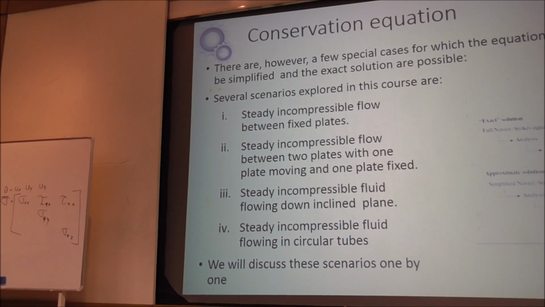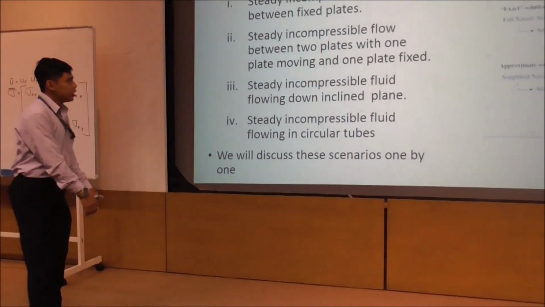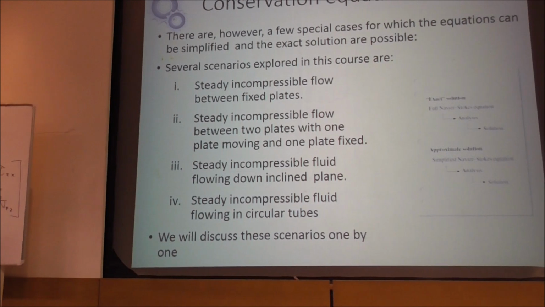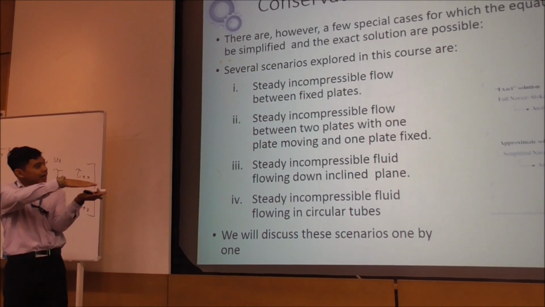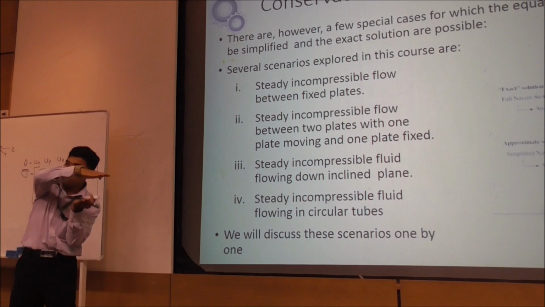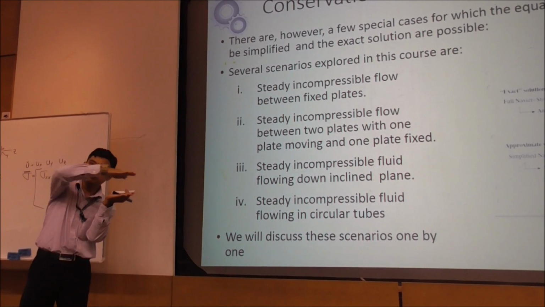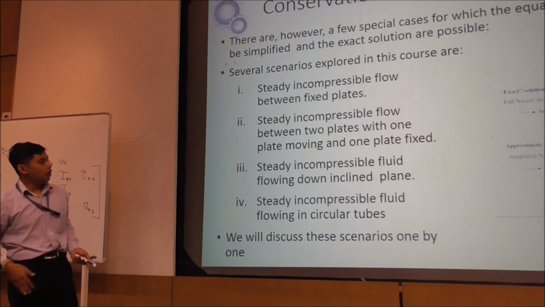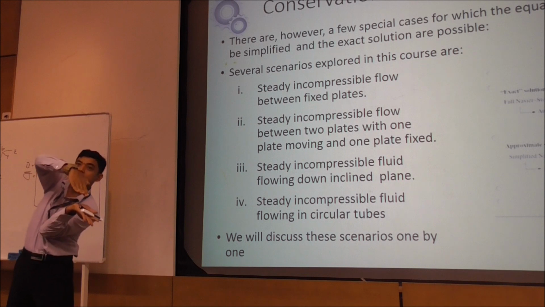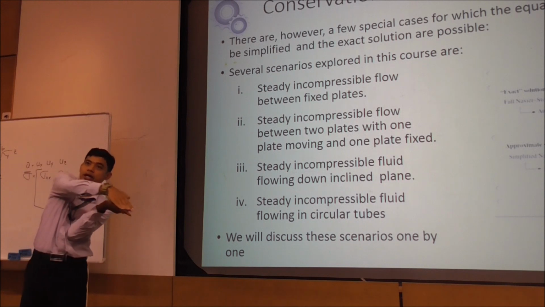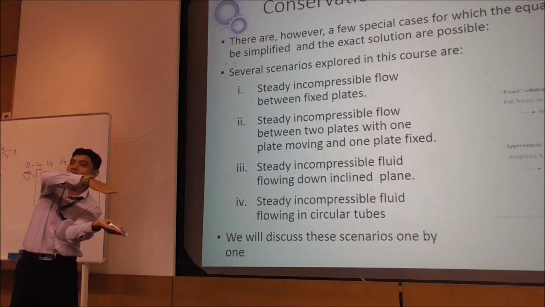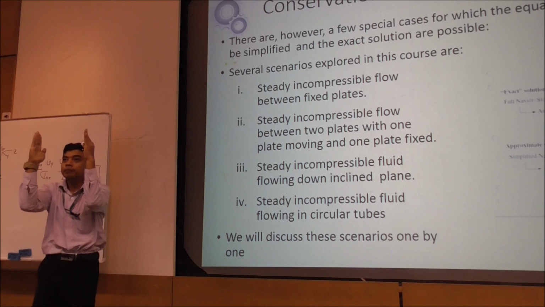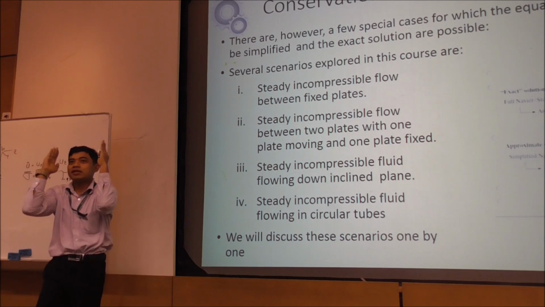We will go for the first one, flow scenario number 1, which is steady and incompressible flow between fixed plates. This is the easiest one. Second, when one of the plates is moving. It can be the top plate moving or the bottom plate moving, but still parallel plates. Or maybe you have it inclined, then the flow is due to gravity. The inclination angle can be as low as 10 degrees or as high as 90 degrees, which means it becomes a vertical plate, not horizontal anymore.